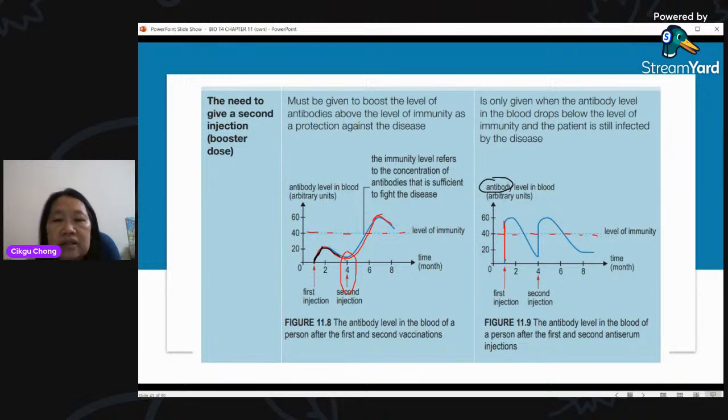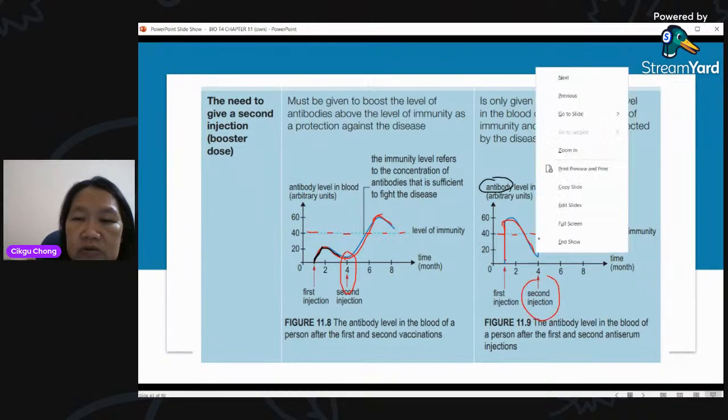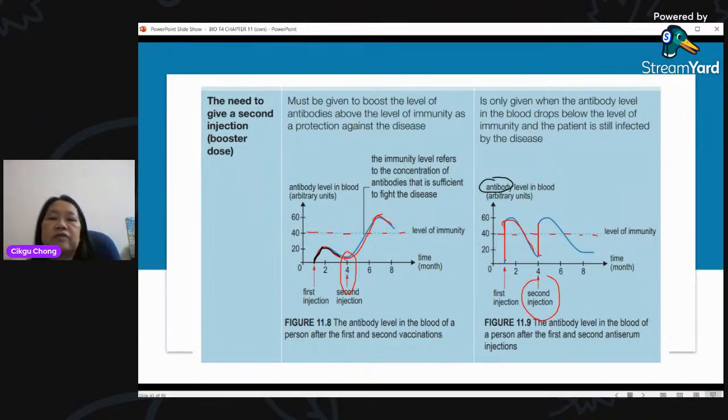But then again, because it doesn't last long, after perhaps a few days, it will drop. When it drops, you find that it may drop lower than the level of immunity. Then you will need a second injection to increase back the concentration, the antibody level, so that you can get protection. The concentration is high enough for you to be protected. So recognize the shape and you will know that the first one is vaccination, with a shape like this. And this one goes directly up and then it falls and it goes up and falls and it may repeat itself. So this is anti-serum.